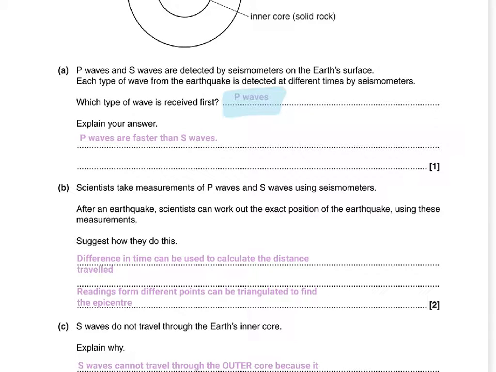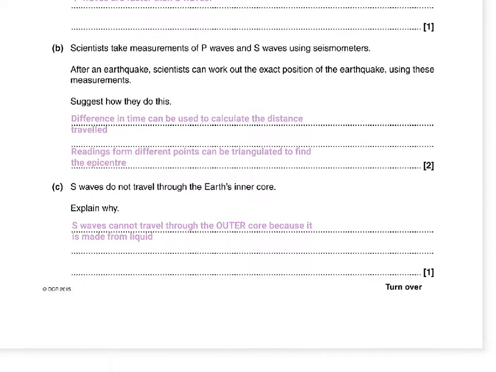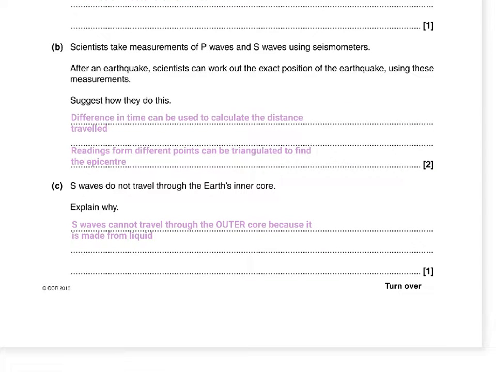Remember, P waves are longitudinal waves and S waves are transverse waves, which explains a lot of their properties. So moving on, part B: scientists take measurements of P waves and S waves using seismometers. After an earthquake, scientists can work out the exact position of the earthquake using these measurements. Suggest how they do this.